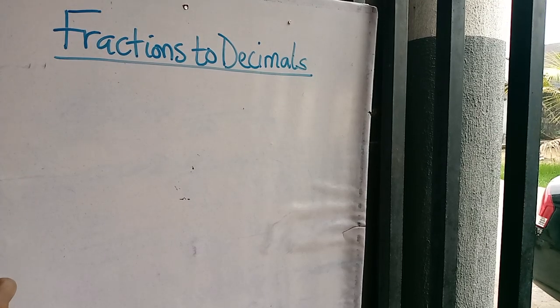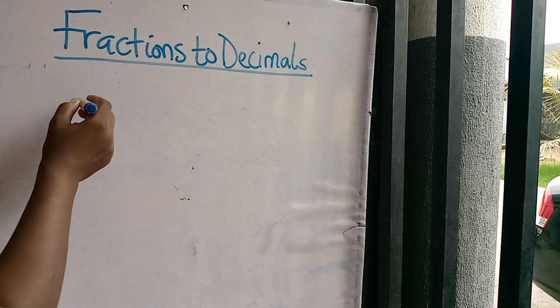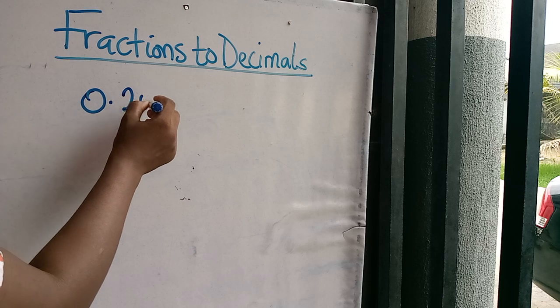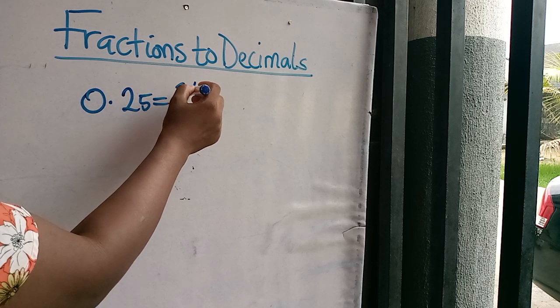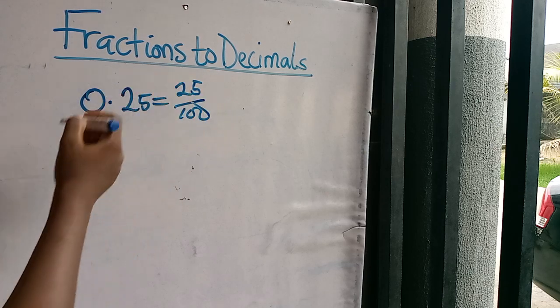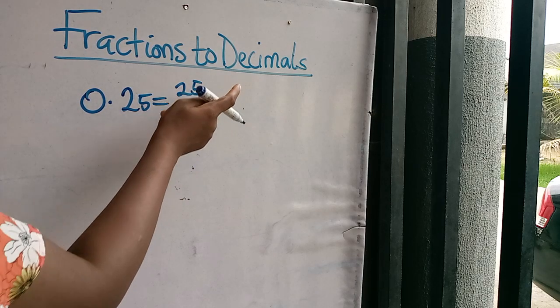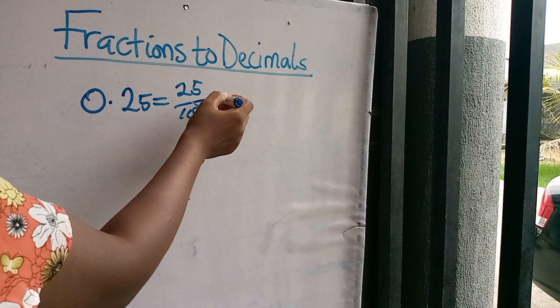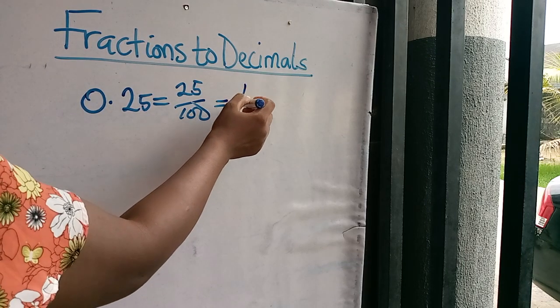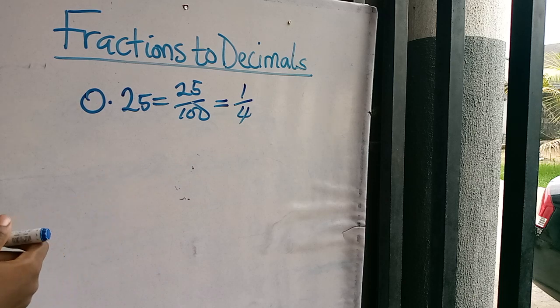Fractions to decimals. Part 1. You have changed decimal numbers to fractions. For example, 0.25, you have changed it to 25 over 100. You have also reduced those numbers to their lowest terms. For example, 25 over 100, you have reduced it to 1 over 4.